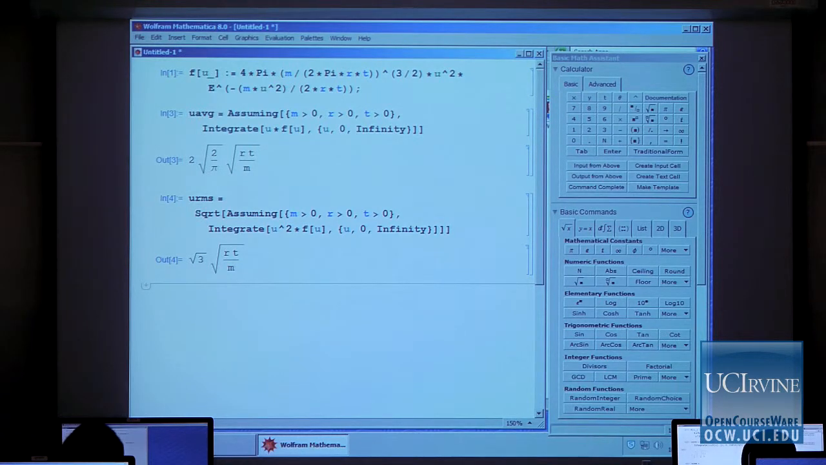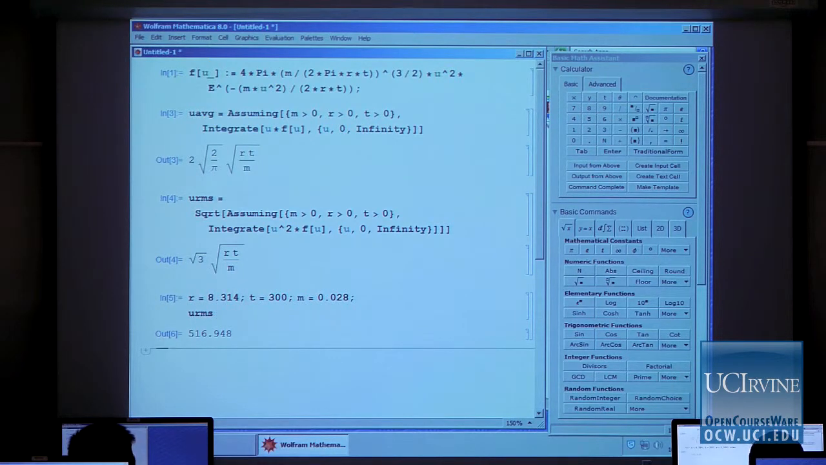Okay. And now if you wanted, you could put some numbers in there. So for example, in SI units, we could say R equals 8.314. And let's say T equals 300 K. And then M, let's put in 0.028 kilograms per mole, which is N2. And we've seen this number before. Now we can ask for u RMS and evaluate that. Okay, so we get about 517 meters per second for the RMS speed of a nitrogen molecule at room temperature. Any questions?